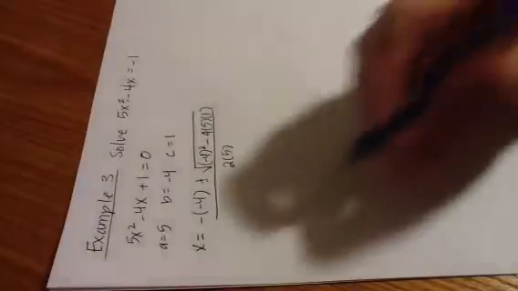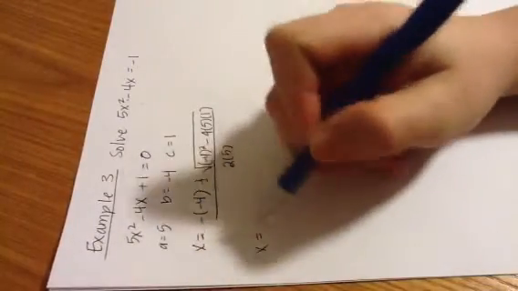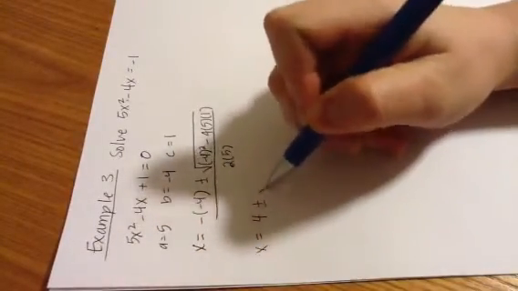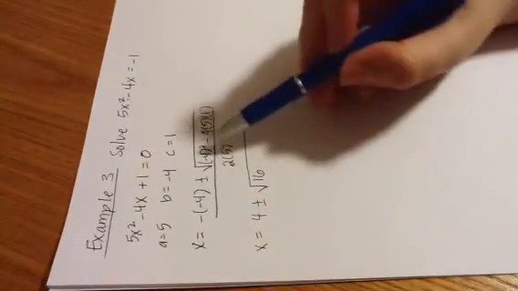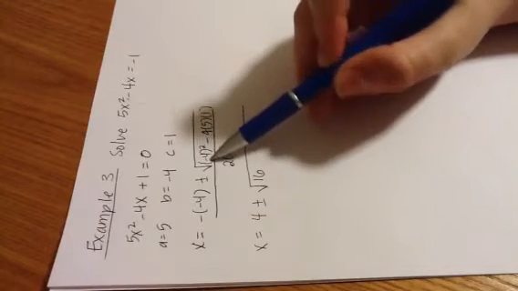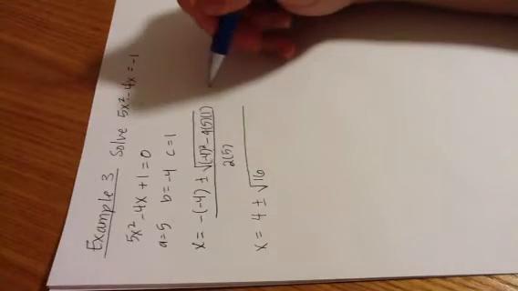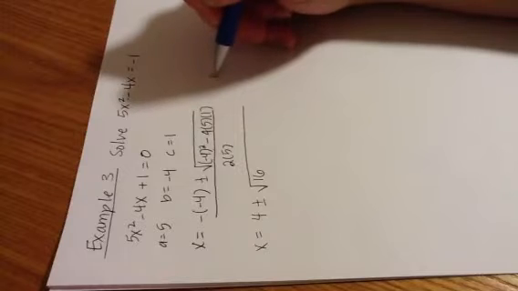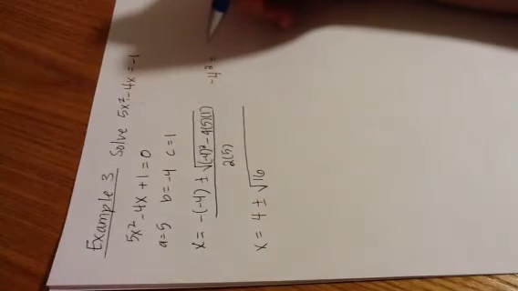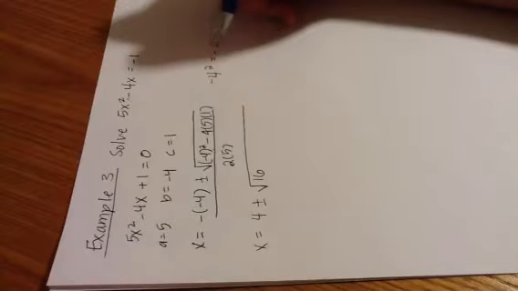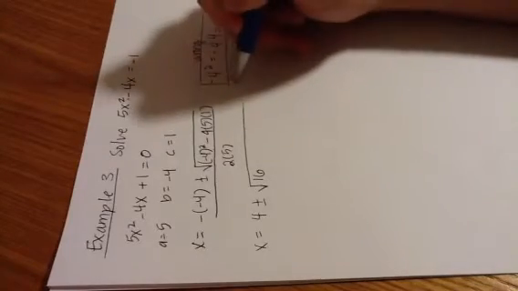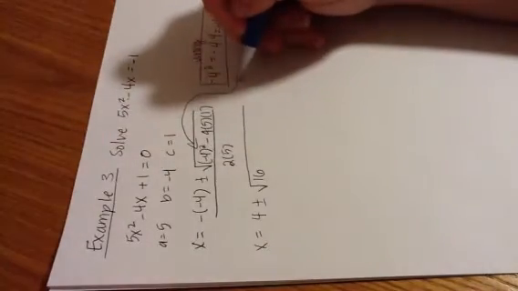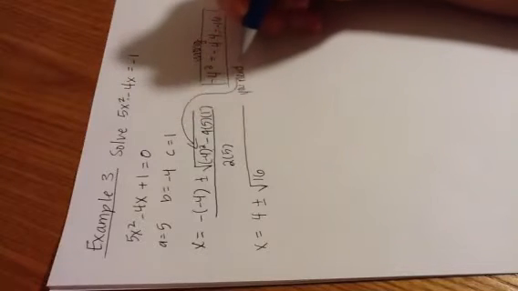Alright, so we simplify, and we're going to get x is equal to 4 plus or minus the square root of 16. And I just wanted to point out, make sure that you have your parentheses around here, because say you didn't have parentheses, then it would be just negative 4 squared, which would be equal to negative 4 times 4, which is negative 16, which is wrong. So watch out for the parentheses here. So you need parentheses.